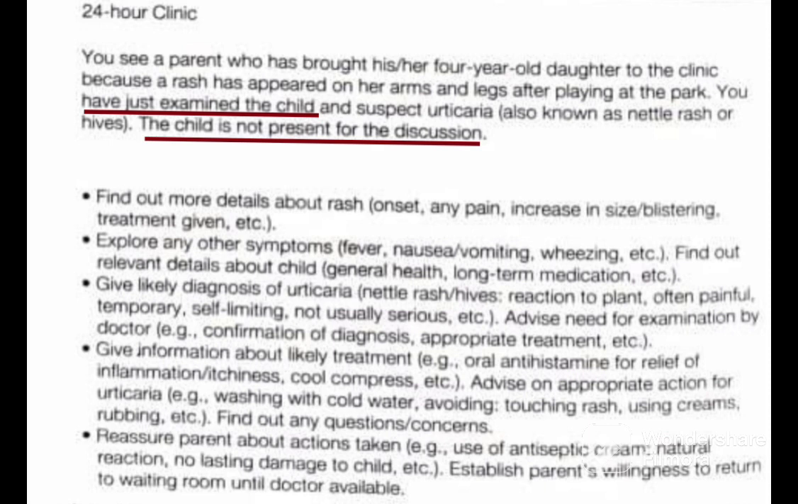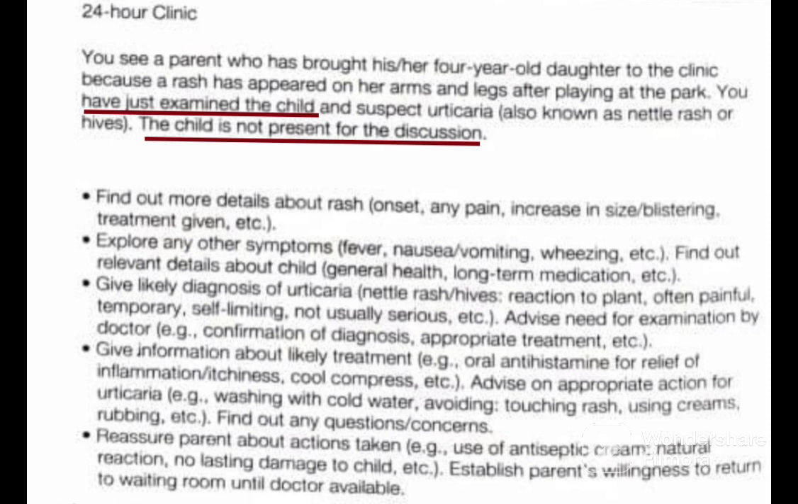You have just examined the child, so this is a non-case, and suspect urticaria, also known as nettle rash or hives. The child is not present for the discussion. So you have to make a clear introduction in this scenario because the child is not present for the discussion, but you have just examined the baby. So how can we start? This scenario is happening outside the patient room, or in the nursing station or in the corridor. So patient's identification is very much important. Here you have to ask the baby's name during the 3-minute preparation time.